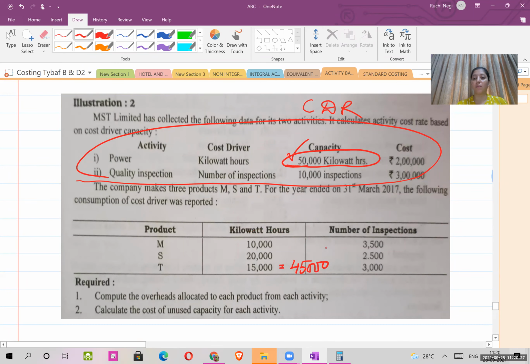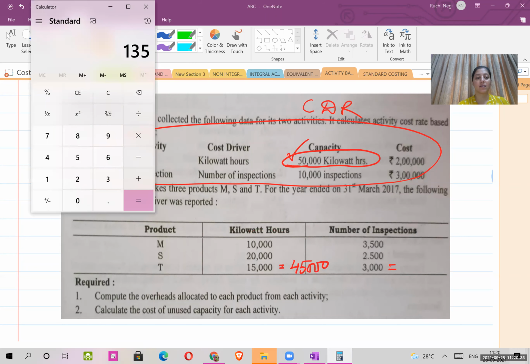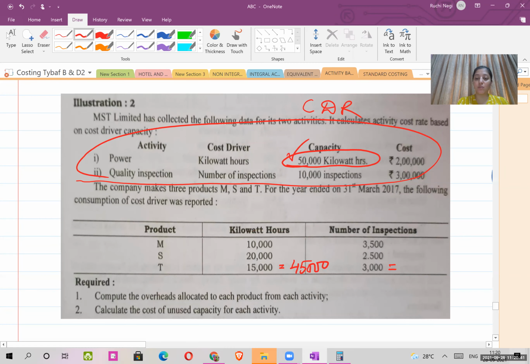Okay. Now let us come to number of inspections. So total the number of inspections. So 3,500 plus, just a minute. 3,500 plus 2,500 inspections plus 3,000. So that makes it to 9,000. So there are 9,000 inspections. But इधर question में बोला है 10,000 inspections. Again, there is an element of 1,000 inspections ka differences. Okay, so what to do with that, I'll let you know.